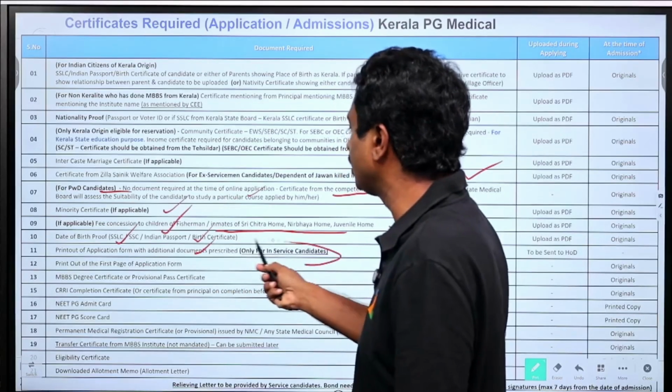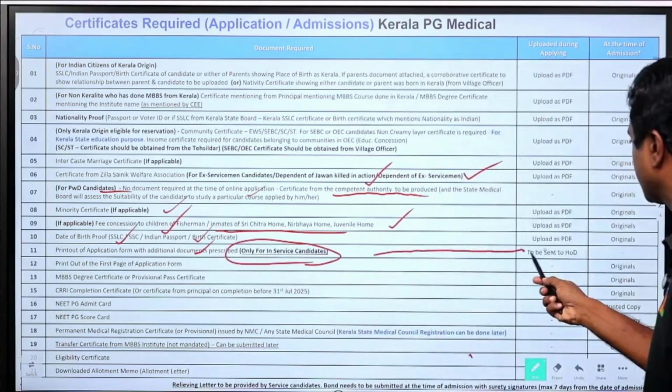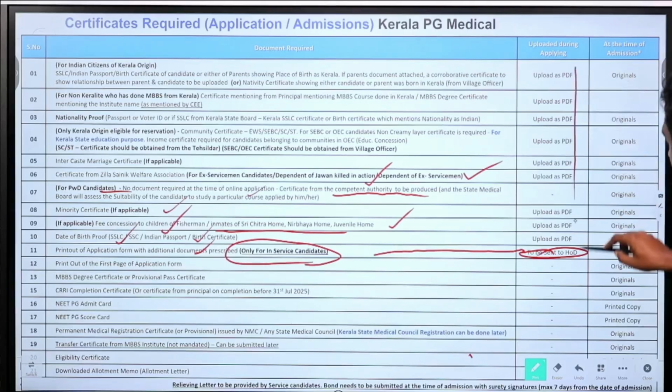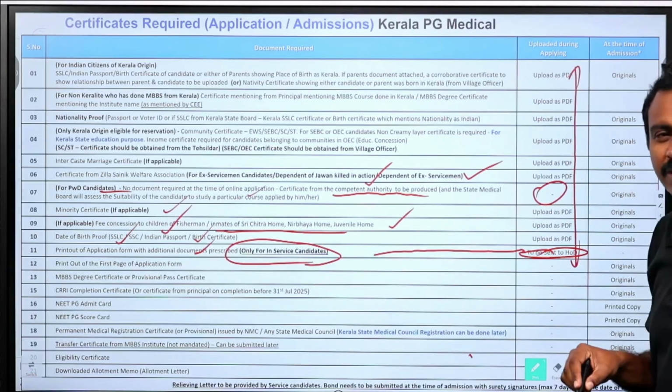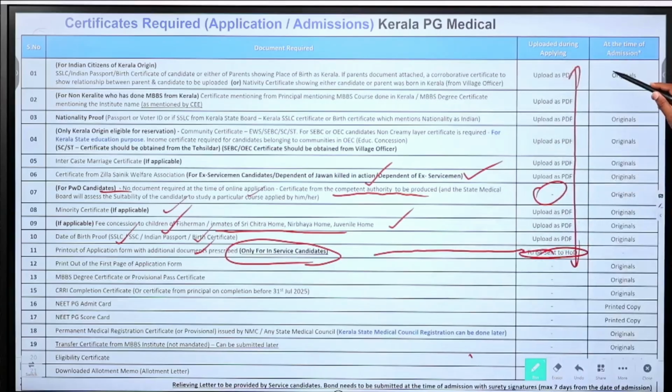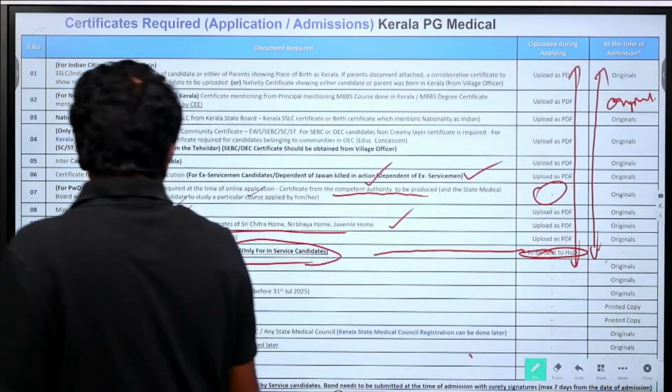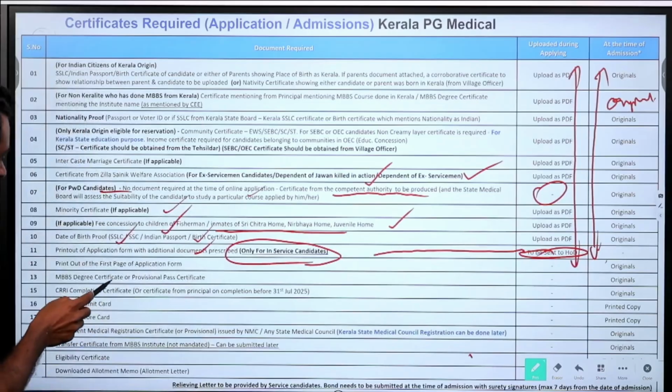Application form printout needs to be taken for in-service candidates and taken to the HOD. Note that all these certificates need to be uploaded as PDF except for the PWD, which might not be required at this stage. When you are taking all these certificates, you need to take them in originals. This also needs to be taken in originals at the time of admission. Later during admission, you will also need these certificates.